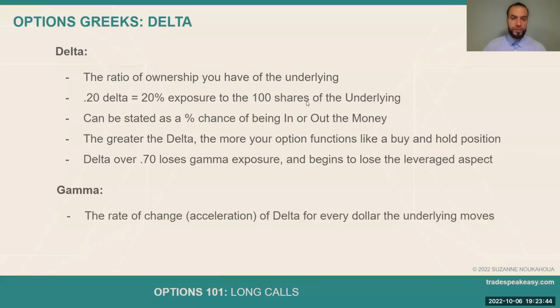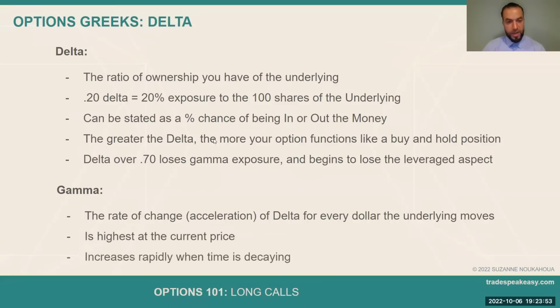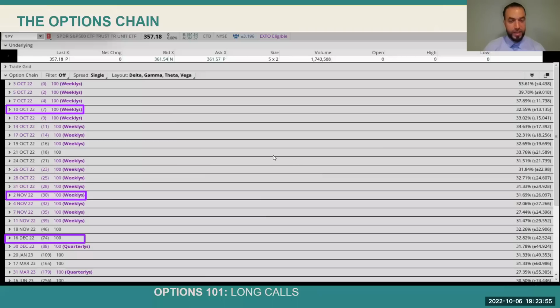Gamma is the rate of change, which is the acceleration of Delta for every dollar the underlying moves. And it is the highest at the current price. And it increases rapidly when time is decaying.